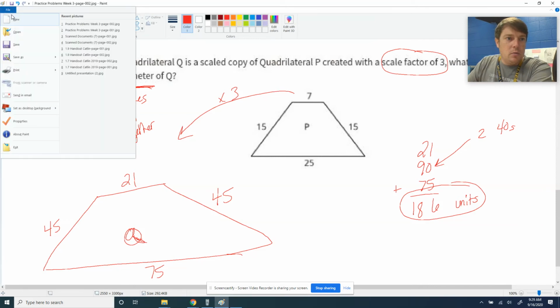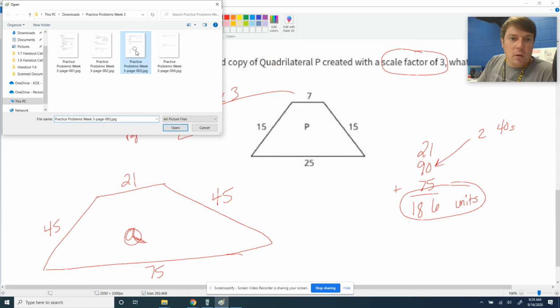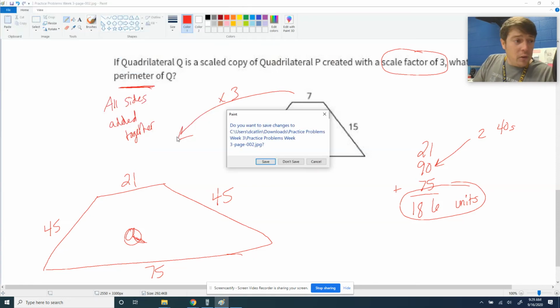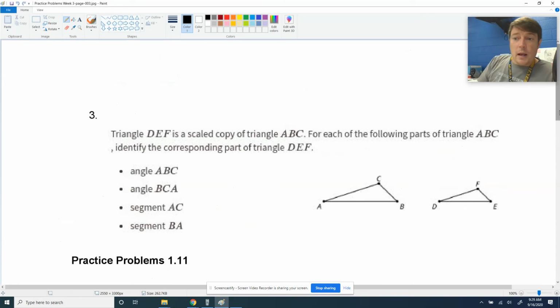I'll throw myself back over here. Let's go to the next page. Let's see if I got any more in 1.9. I think there are some more on the 3rd page. Let's take a look at it. All right, number 3, last one for this video.